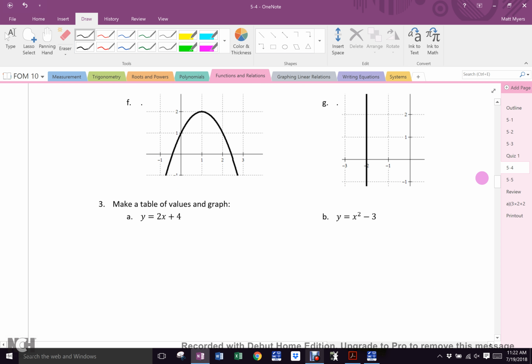F. It's a tricky one. No, because it's curved. What about that one?